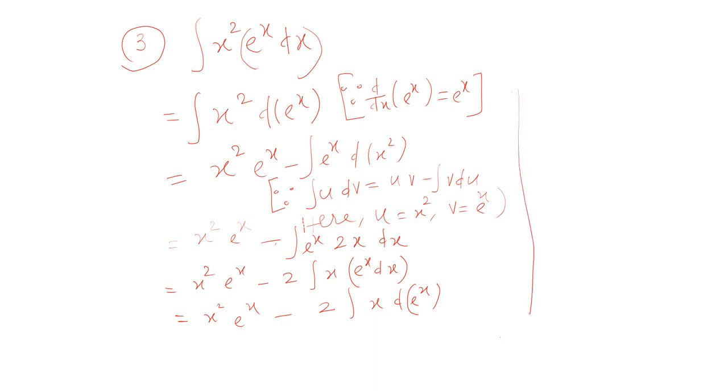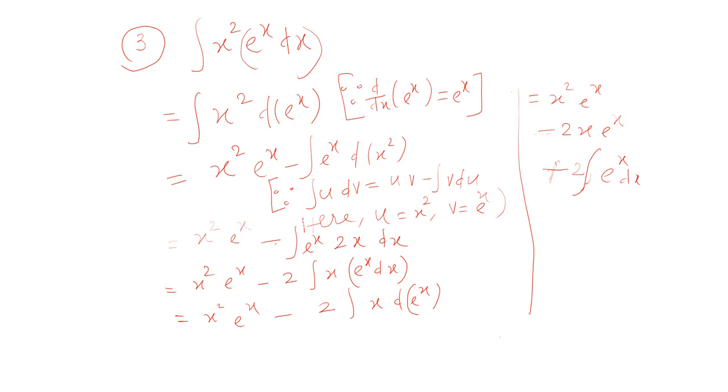Let me just continue here. This will be equal to x square e power x minus, now apply integration by parts again. This will be 2x e power x minus into minus will become plus 2 integral e power x dx. It will be integral e power x dx.